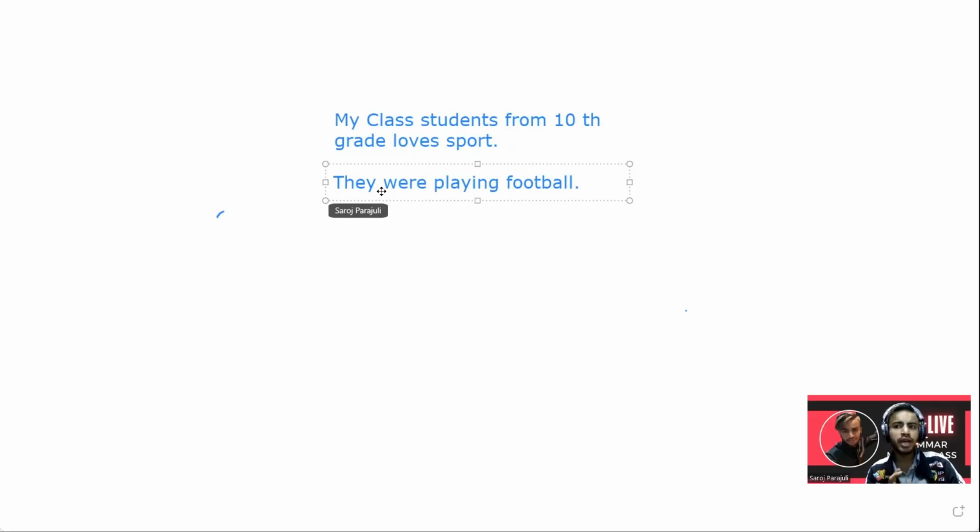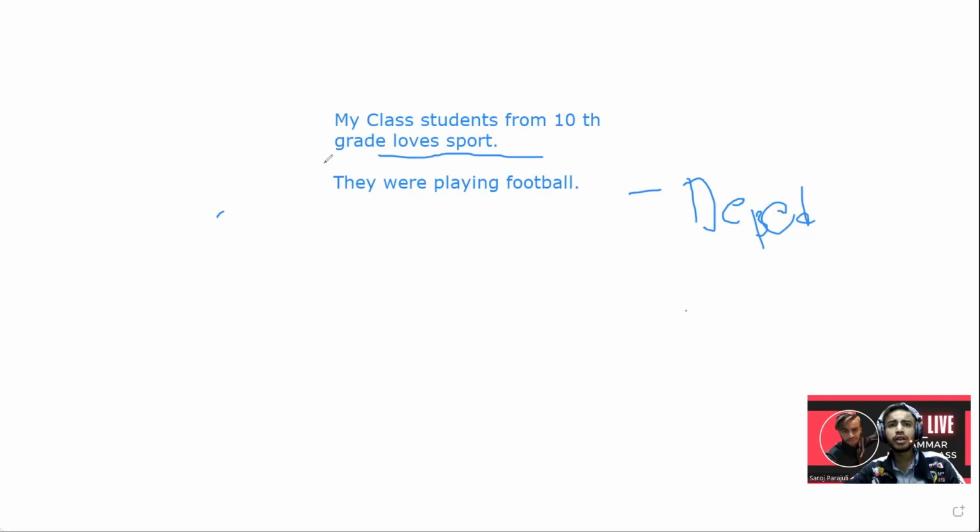And in certain passages, the pronoun always comes second, and at first there is always a definition. Each and every subject should be defined, so they should be independent sentences, guys. Now this should be a dependent one because it is dependent on the previous one. It is dependent because it is dependent on "a class of students from 10th grade."